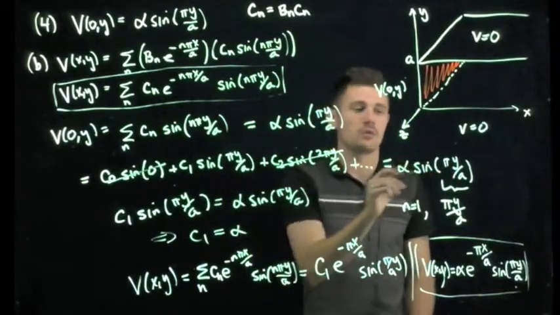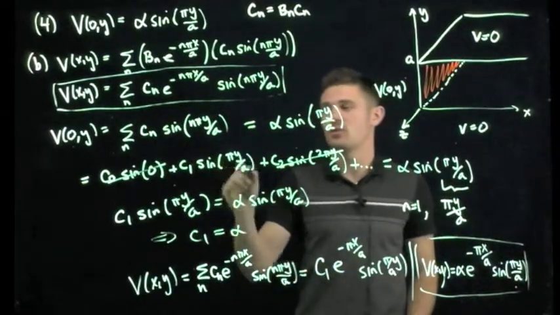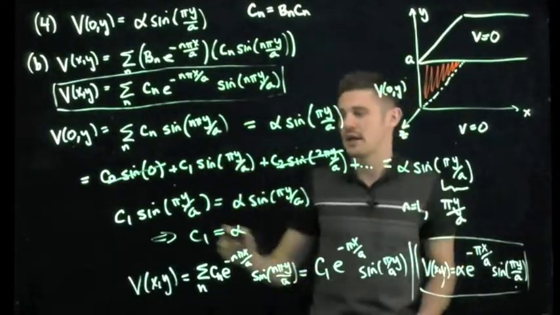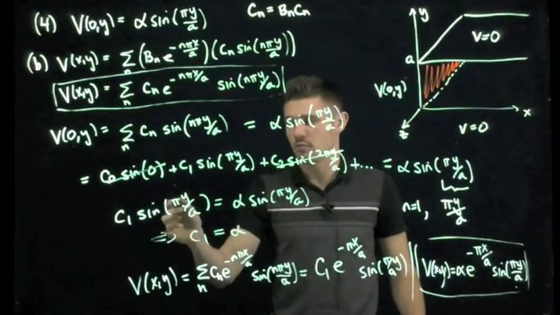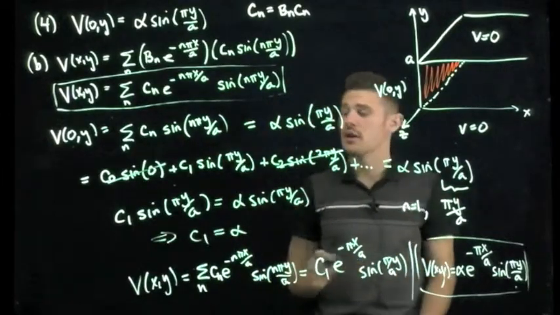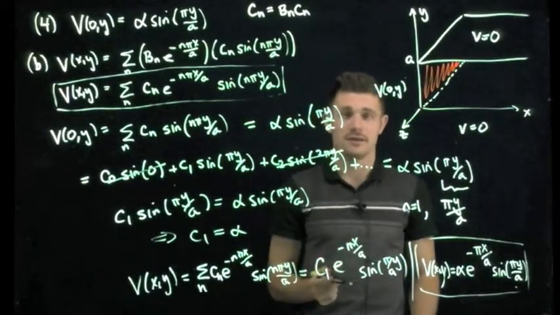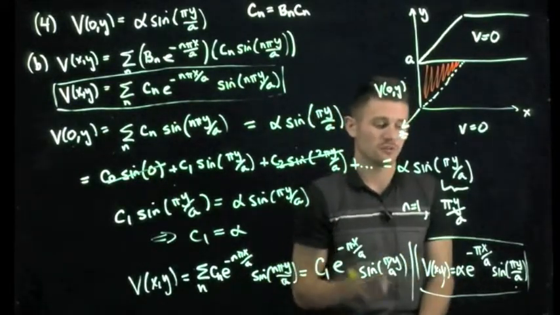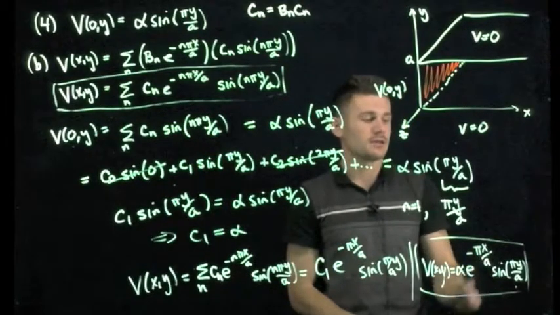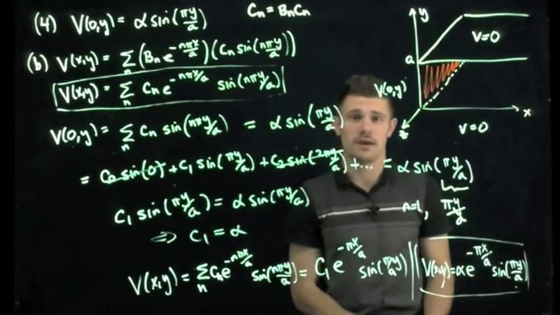So in this case, we only have the pi y over a term left over, which means that in this sum, we're only going to have the term where n is equal to 1, and we have the coefficient c1. Then we can essentially match these on both sides. We get that c1 sine of pi y over a is equal to alpha sine pi y over a, so our coefficient c1 is just equal to alpha. That's the only term that will survive in this entire sum, so we can substitute that in where the value of n is equal to 1, and we end up with our final expression for the potential on the xy plane: alpha e to the negative pi x over a times sine pi y over a. So this is the potential for this waveguide that we have in this problem.